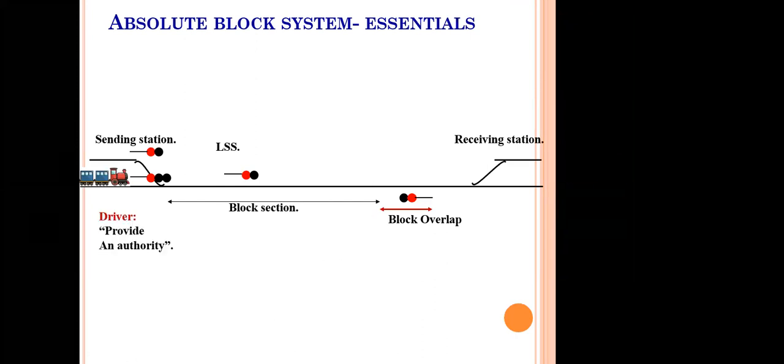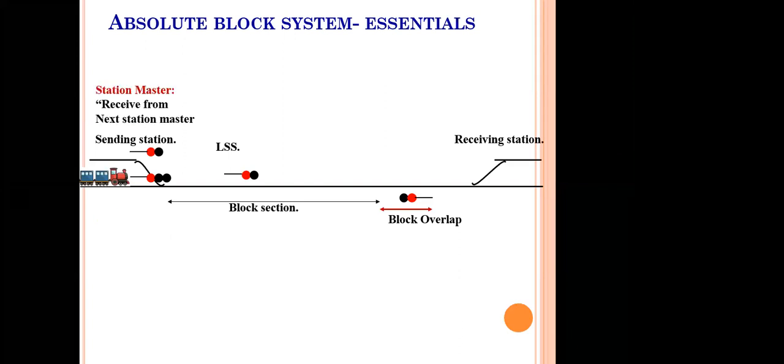And we require communication here. First, the driver has to be provided with an authority. Then only the driver will leave the station. That authority can be in the form of a token or it can be taking off the advanced starter. Anyone, but authority is a must. Who will give this authority? This authority is given by the station master. The station master gives the authority. But poor fellow, he is not having the authority with him. He has to get it from the station master who is receiving the train.